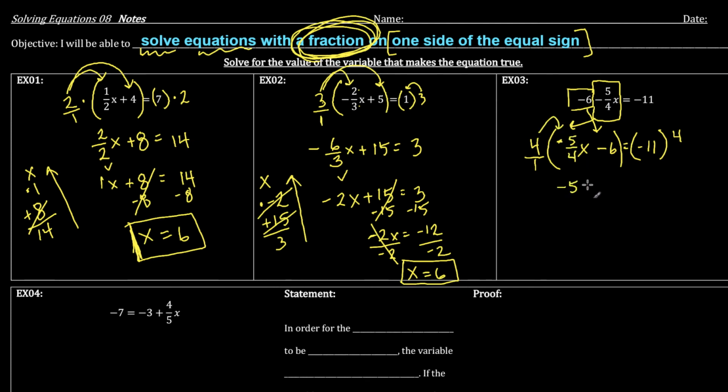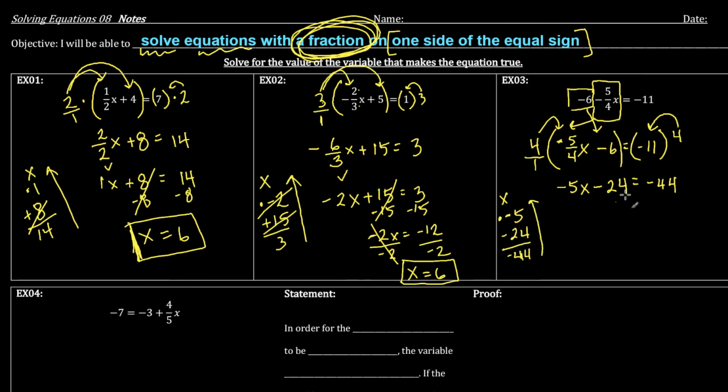You can also just do it in your calculator if you want. You can turn that into a decimal and then multiply. And a positive times a negative is a negative. 4 times 6 is 24. Remember not to forget to multiply over here. 4 times negative 11 is negative 44. So we had x. We multiplied it by negative 5, and we subtracted 24, and we got negative 44.